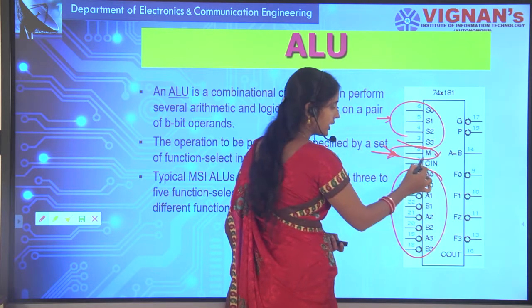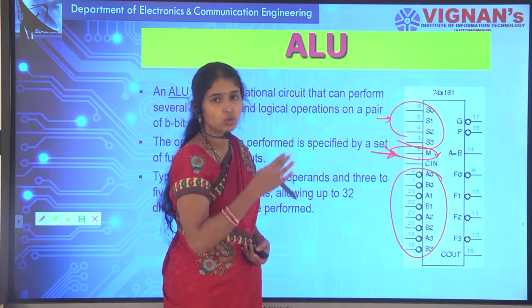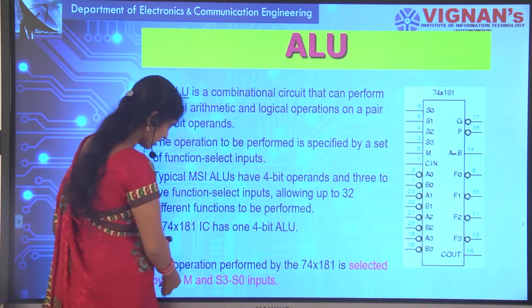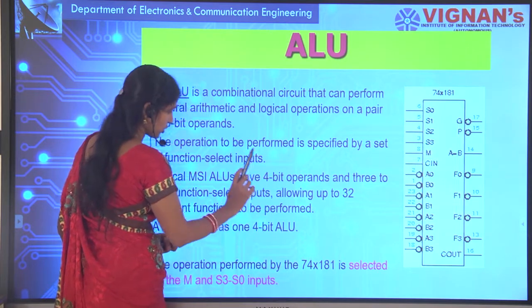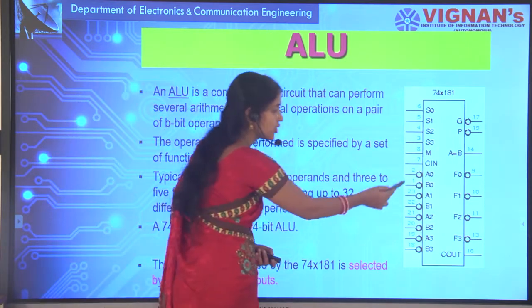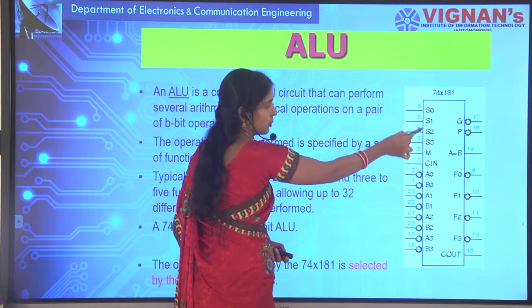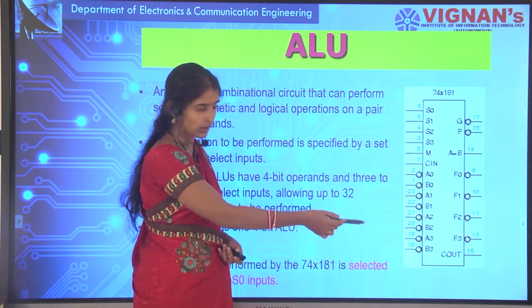the m input, it can decide what has to be done. The operation performed by 74181 is selected by the m and selection inputs. That means which operation has to be performed depends upon your m as well as selection inputs. That truth table I'll be showing now.